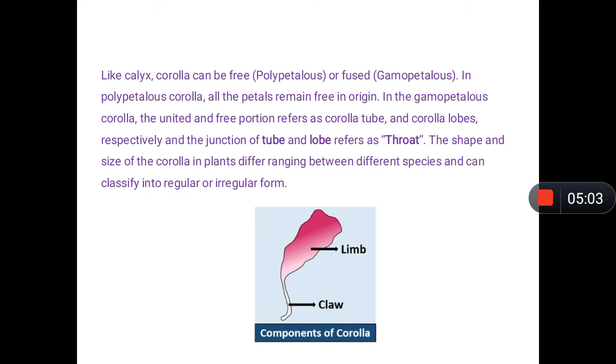The shape and size of corolla in plants differ between different species and can be classified into regular to irregular form. So this diagram depicts the components of corolla. The basal part is called claw, whereas the colored one, which is the enlarged part, is called limb.